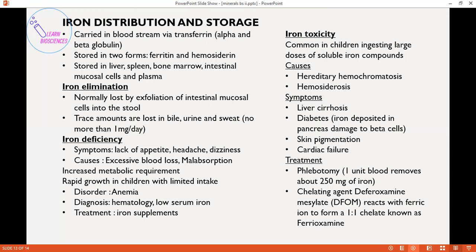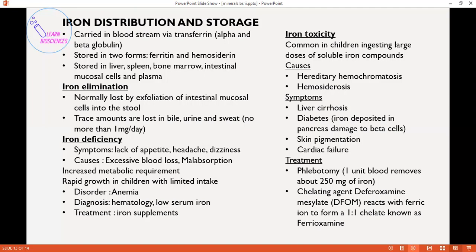The causes are hereditary hemochromatosis and hemosiderosis. These are genetic disorders which cause iron toxicity. Genetic disorder means a deficiency of any enzyme which is involved in the metabolic pathway of iron metabolism. The symptoms of iron toxicity are liver cirrhosis, diabetes, iron deposited in the pancreas, damaged beta cells, skin pigmentation, and cardiac failure. Treatment is phlebotomy. 1 unit of blood removes about 250 milligrams of iron.